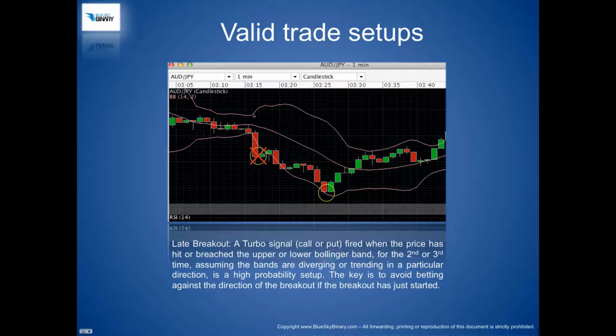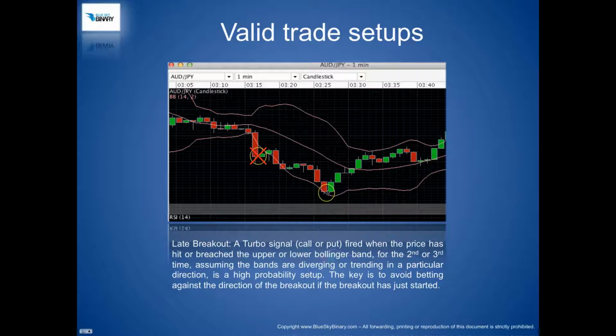In some instances, the upper band is facing in one direction and the lower band is facing in another direction, and this is a breakout. Same thing, the price is trending when the bands are diverging. What you don't want to do is get in when the signal fires. If you see a call signal firing and you're in a red candle, you've just seen the price breaking out, and it's the first time, you don't want to get into that trade. You want to wait for the second resistance check or the second resistance breach.